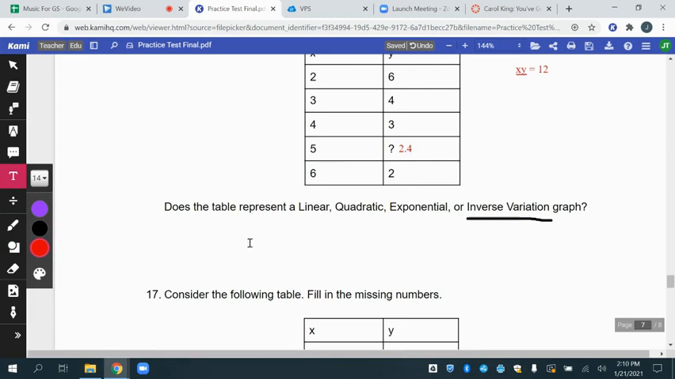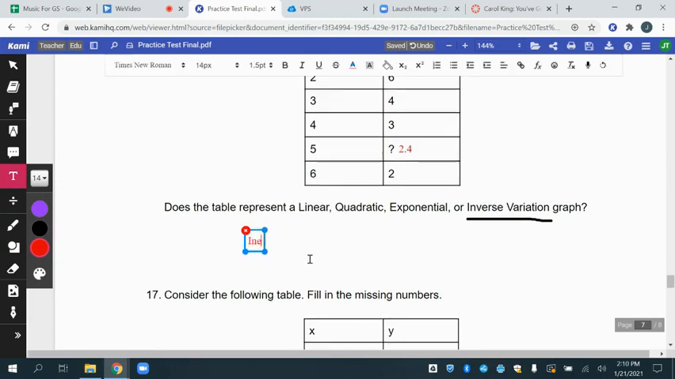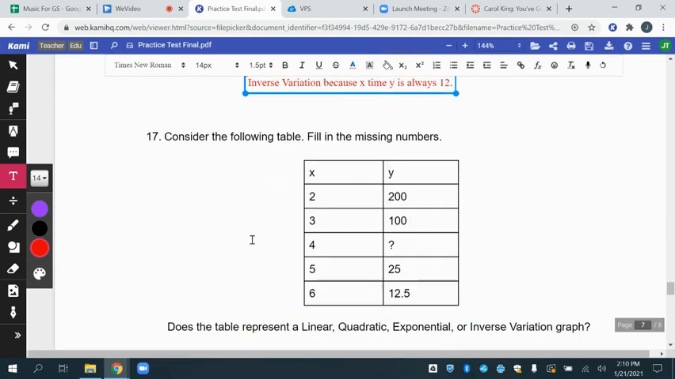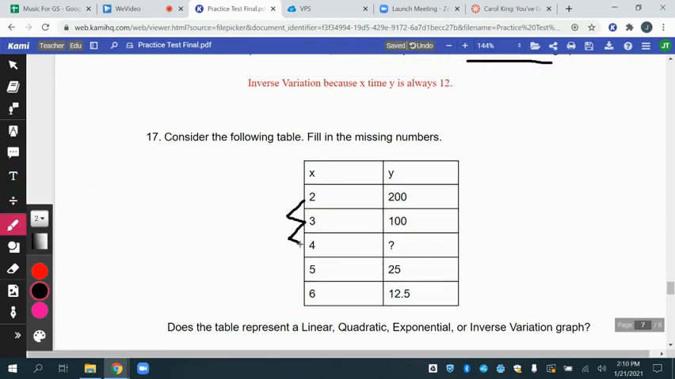All right, and this is called inverse variation. X times y is always 12. All right, almost there. This one right here, these are still going up by the same amount. 1, 1, 1, 1. I'm being very nice that way in this test. This one goes down by 100. Then I don't know what. But then it goes down by 12.5.